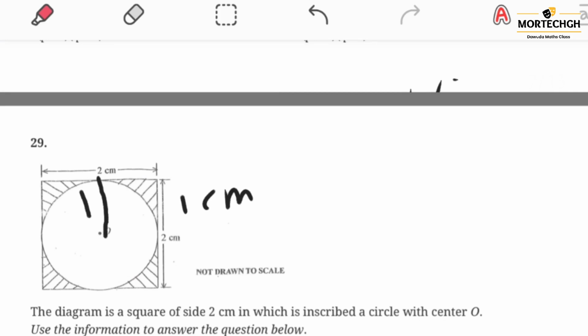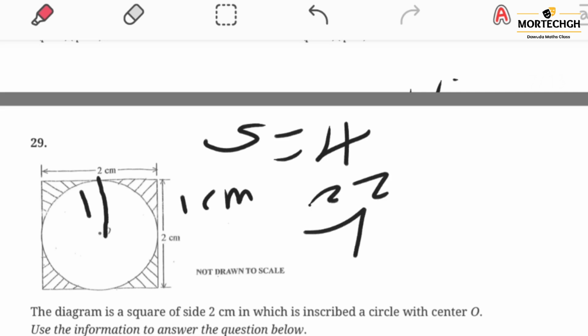Now you are asked to find the area of the shaded portion. To do this, you have to first find the area of the square. Area of a square is equal to length times breadth. The length is 2 centimeter, the breadth is 2 centimeter. So area of the square, let's represent it as S, will be equal to 2 times 2, which is equal to 4. And then you subtract the area of the circle from it to give you the area of the shaded portion.